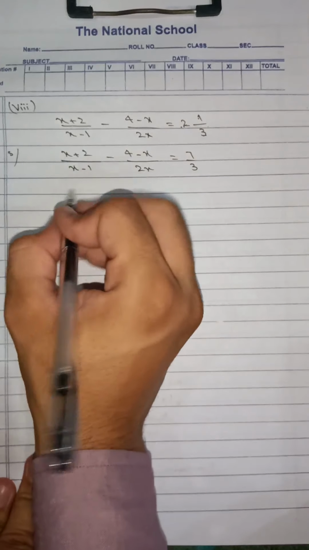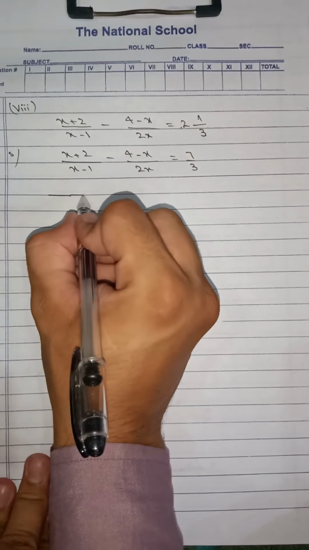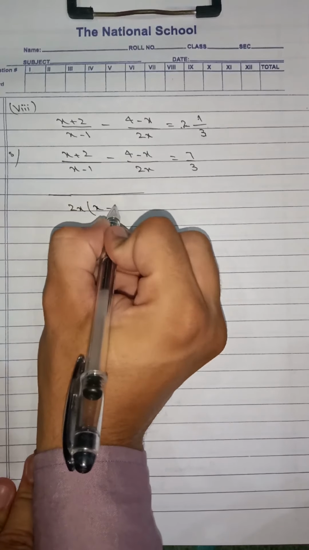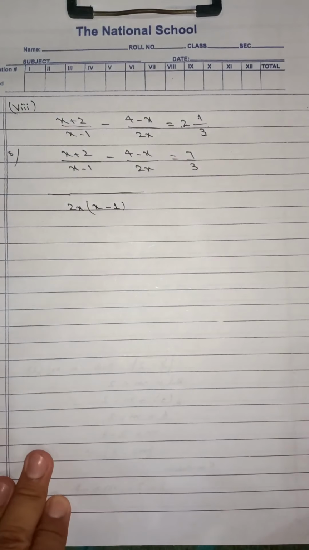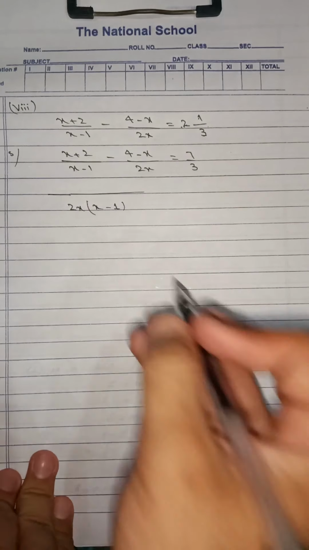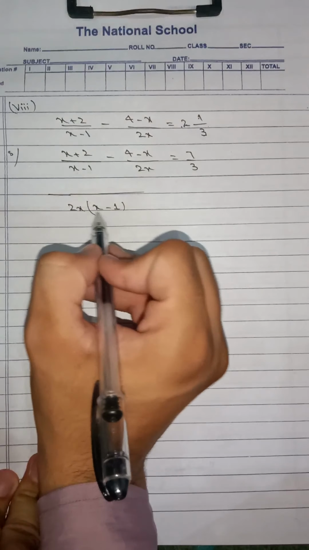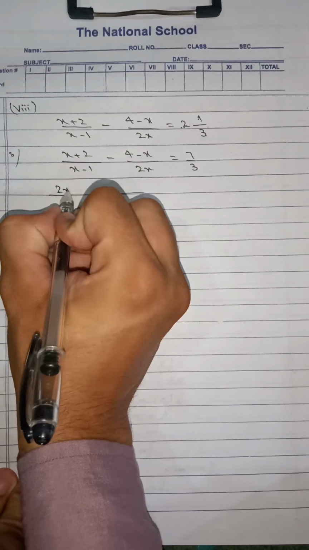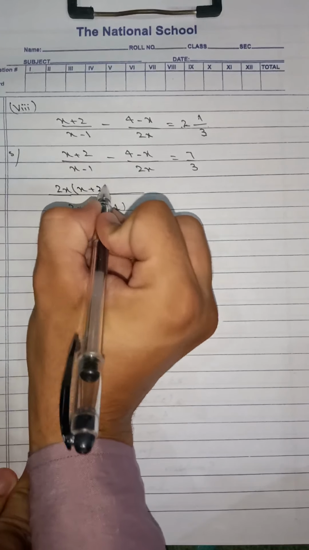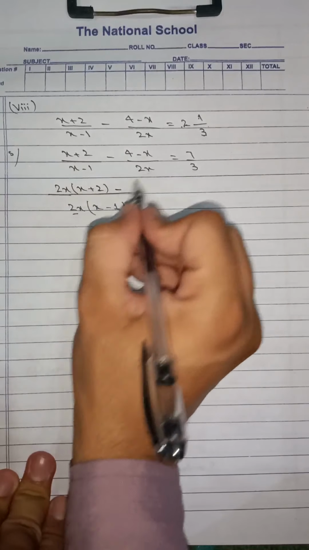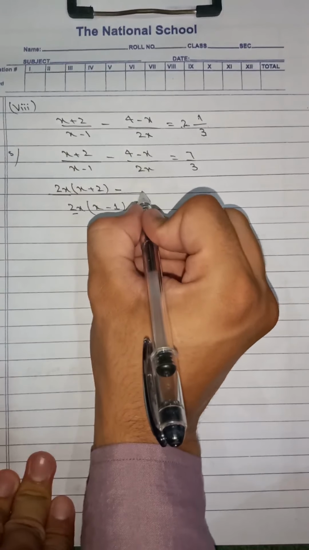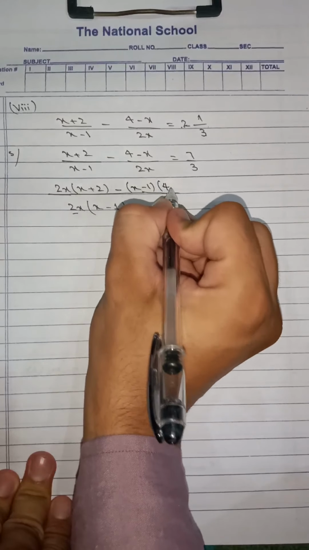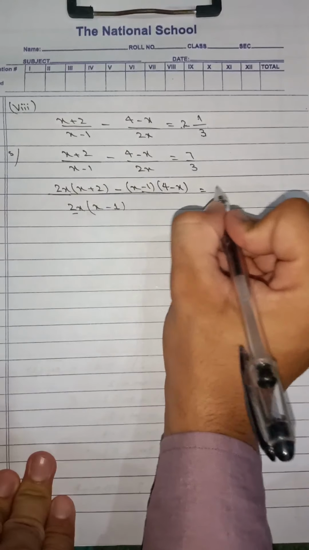Now the LCM of x minus 1 and 2x is 2x into x minus 1, or you may write x minus 1 into 2x, it's up to you. Multiplication is commutative in real numbers. Now dividing this LCM by x minus 1, the result will be 2x into x plus 2, minus, dividing this LCM by 2x, the result will be x minus 1 into 4 minus x, is equal to 7 by 3.